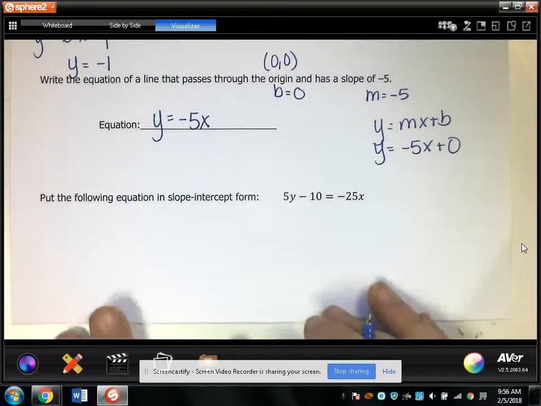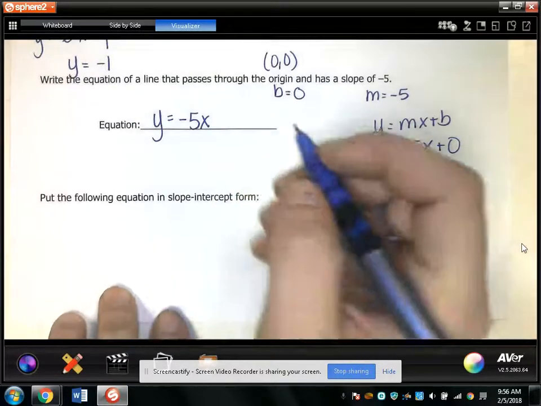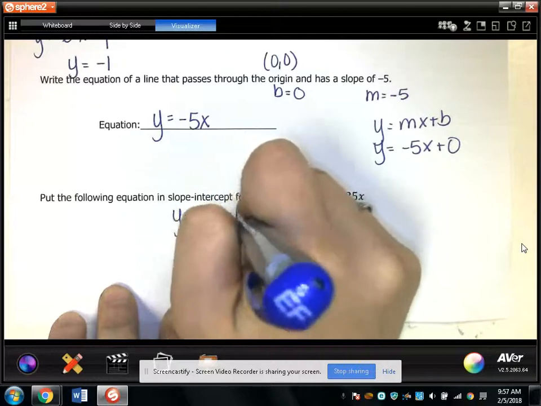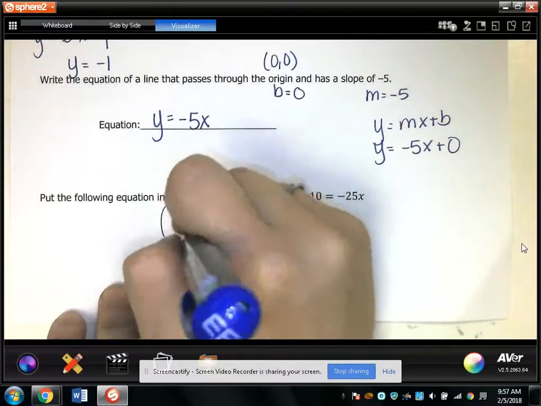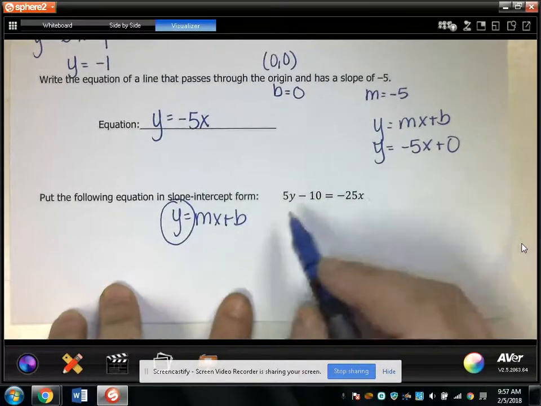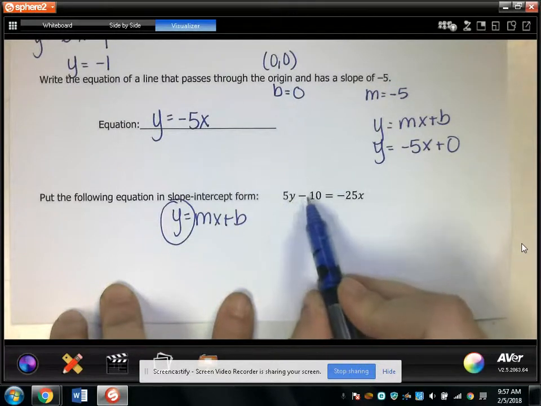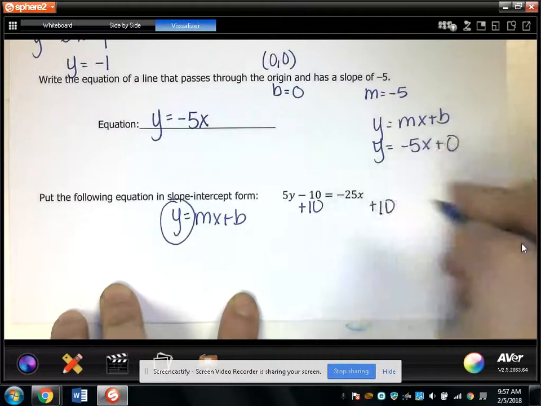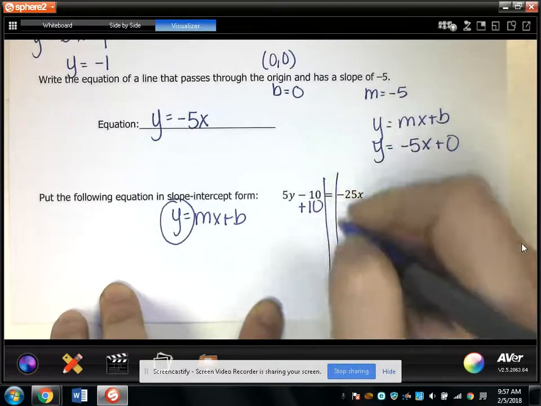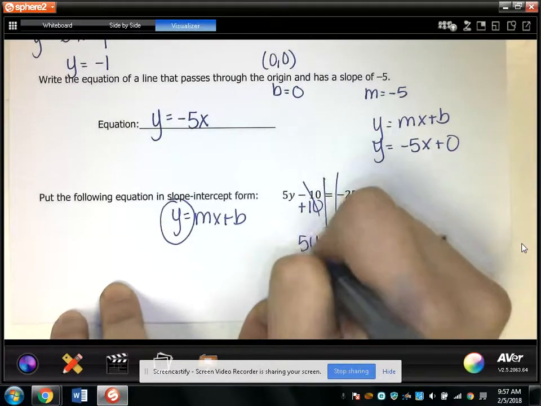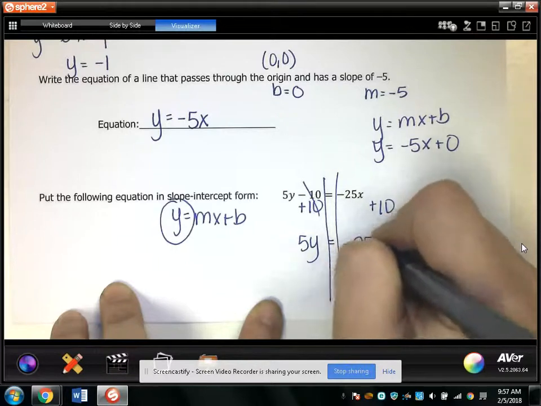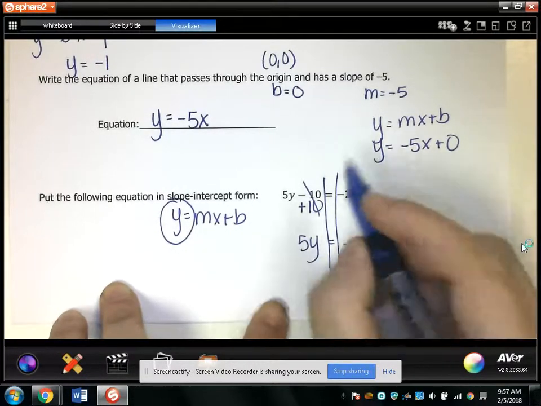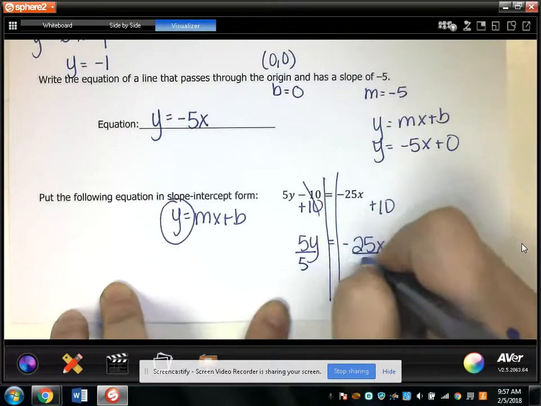All right, lastly, it says put the following equation in slope-intercept form. So they want the equation to look like y equals mx plus b, which means I need to get y by itself. So right now, y is being multiplied by 5 and is subtracting 10. So I'm going to add 10 to both sides. I'm left with 5y equals -25x plus 10. Now, y is being multiplied by 5, so I'm going to divide each term by 5.